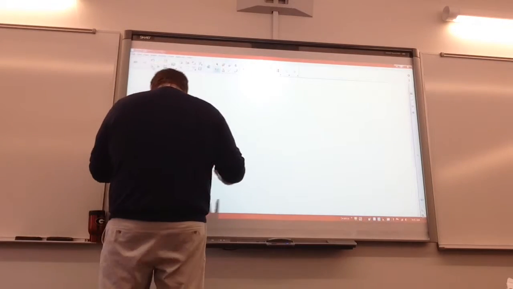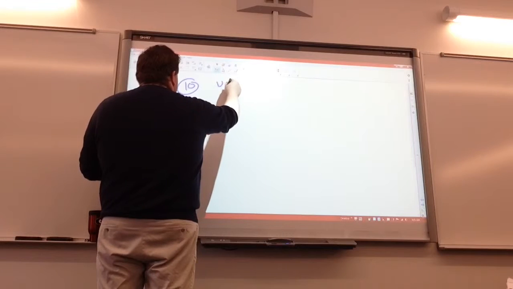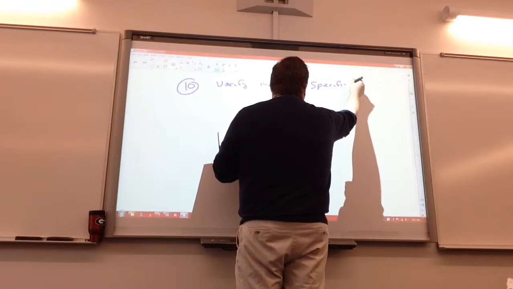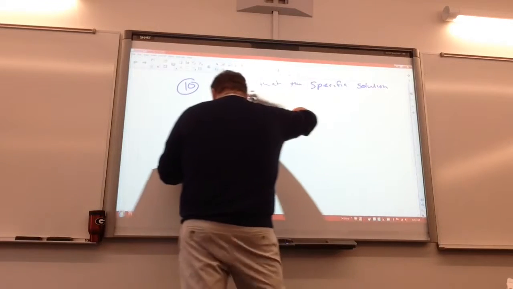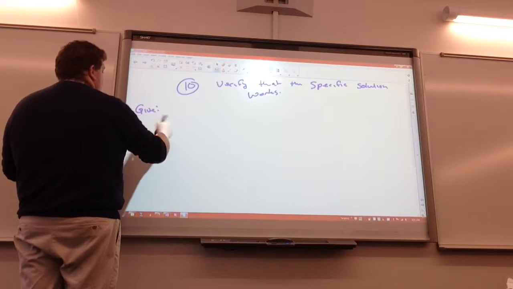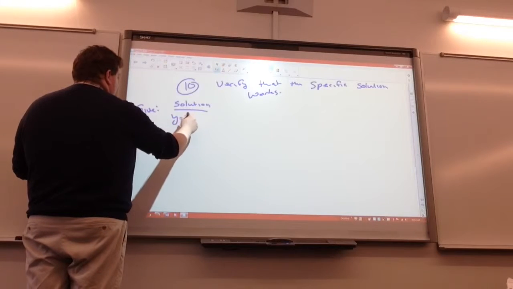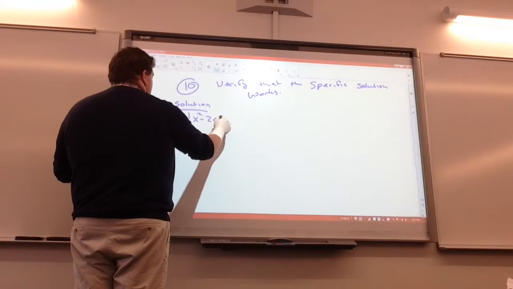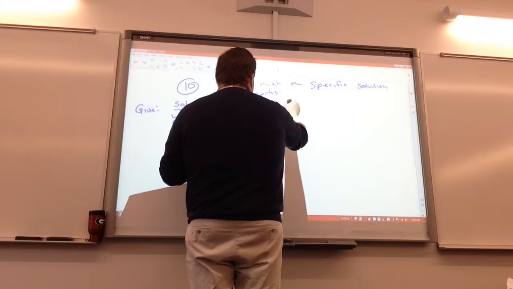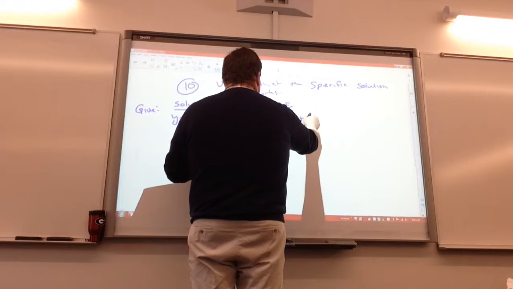This is going to be a harder one, but this is about as difficult as they're going to get for us. This is number 10 in your book. Again, we're told to verify that the specific solution works. Here's what we're given. We're given our solution, which is y equals 1/2 x squared minus 2 cosine of x minus 3. We're given a differential equation, which I'm just going to abbreviate DE, of y prime equals x plus 2 sine of x.